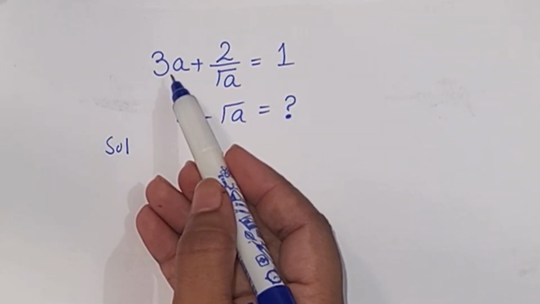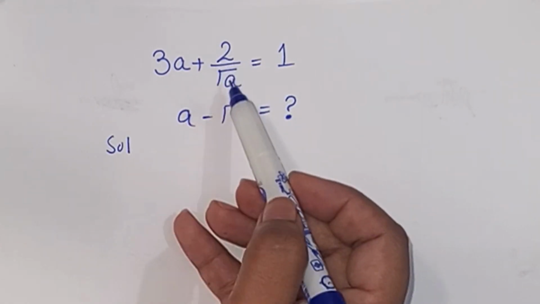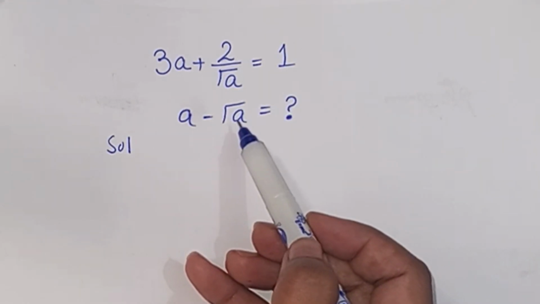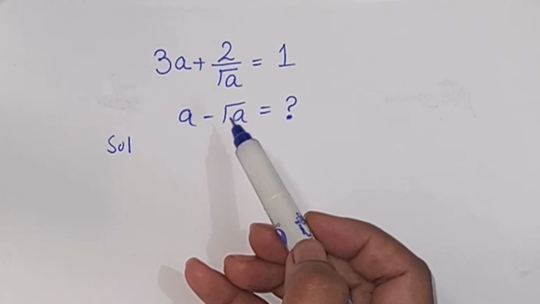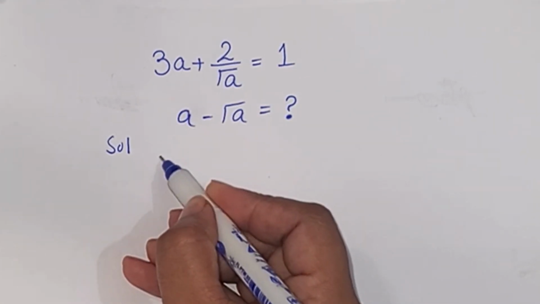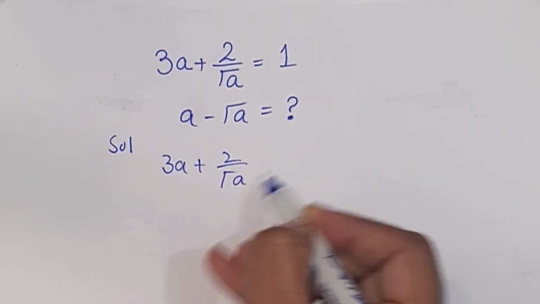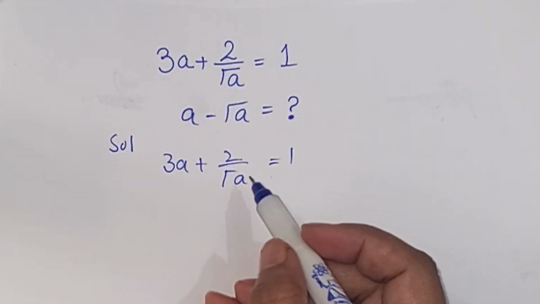And the question is: 3 times a plus 2 over square root a is equal to 1. Then what is the value of a minus square root a? So let's start. First of all, the given information is 3 times a plus 2 over square root a is equal to 1. Look at the numerator.